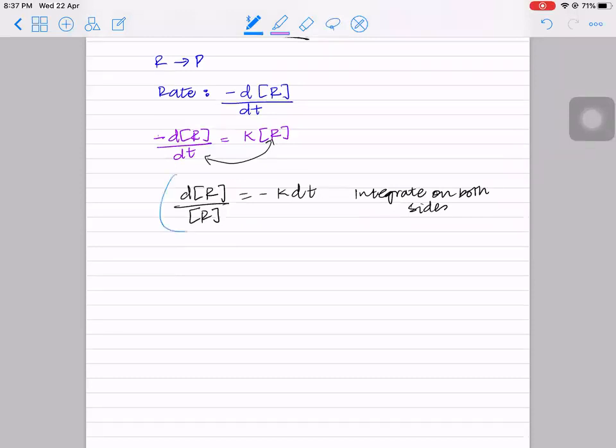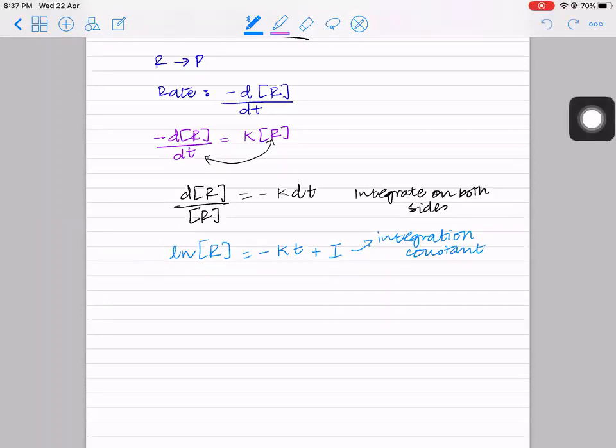What do you have to integrate? This side and this side. So the integration of dR upon R is basically natural log, which is ln R, is equal to minus kt plus I, which I again is the integration constant. And we will figure out the value for this guy. This guy right here is your natural log. It is not the base 10 log. This is the e to the power, raise e to get the value of x, right? So this is basically your natural log.